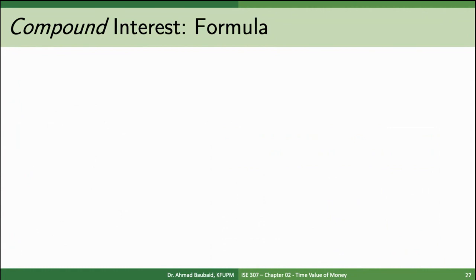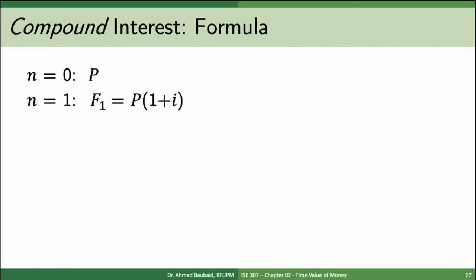Can we come up with a formula for this case? The answer is yes. It's a little bit more involved than the simple interest case, but we can still do it. If you look at what happens at time 0, n equals 0, we start with P. This is the principal amount. This is today. I'm investing this money today.